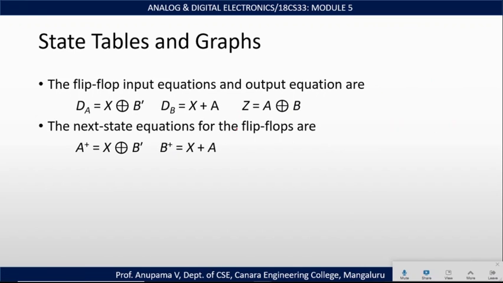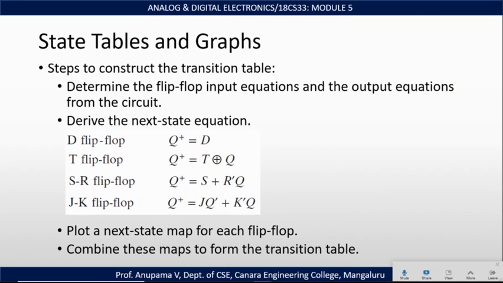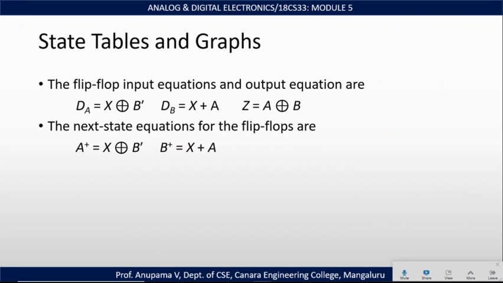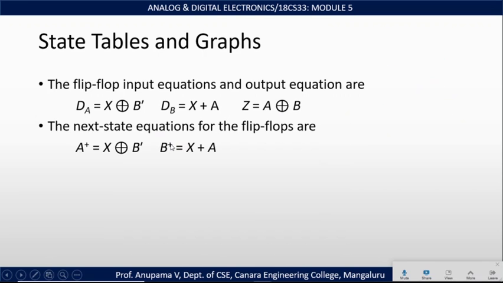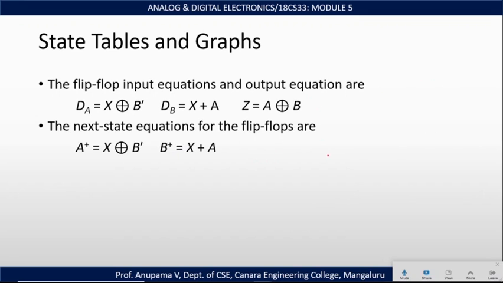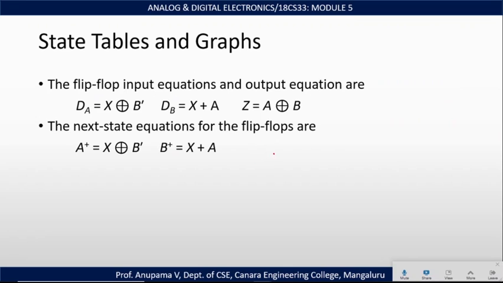Now, what is the next step? Second step is derive the next state equation. So, here which flip-flop is used? D flip-flop is used. So, see here A plus, what is A equal to? A is equal to X XOR B bar. We know that for D flip-flop, what is the equation? Q plus is equal to D in general.